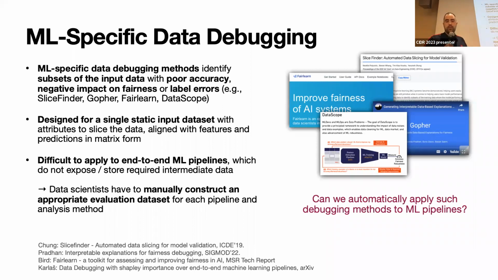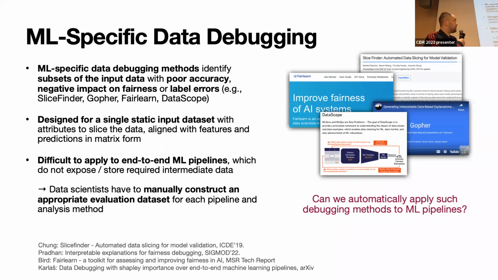In recent years, a lot of machine learning specific data debugging methods have been developed, because very often the problems with these machine learning systems or pipelines are actually problems with the input data. These data debugging methods typically identify some subset of the input data that has poor accuracy, a negative impact on fairness, or maybe low quality, like a lot of label errors.